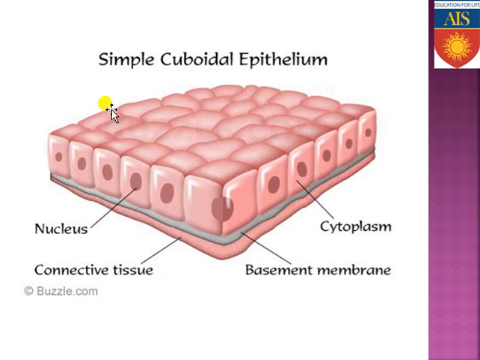This is the structure of the simple cuboidal epithelium. You can see these are the cuboidal epithelial cells, and the nuclei are quite large and located centrally. Just below the cuboidal epithelial cells there is also a basement membrane. So this is overall the structure of the simple cuboidal epithelium.